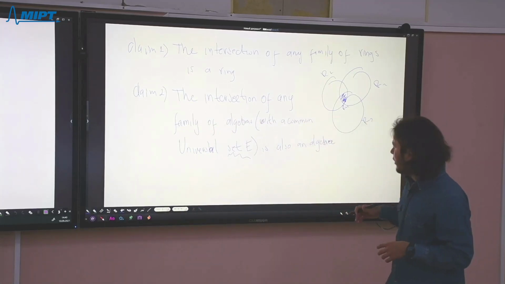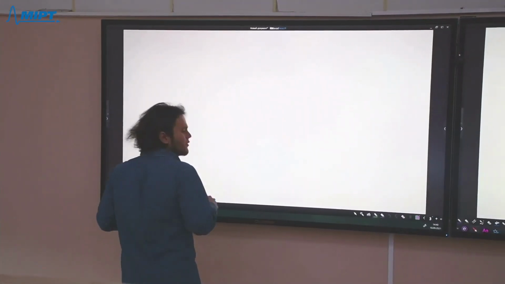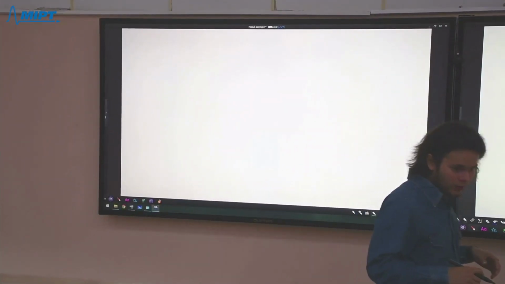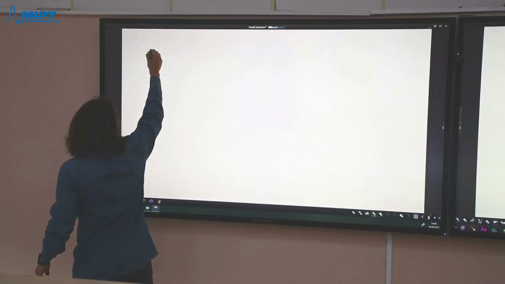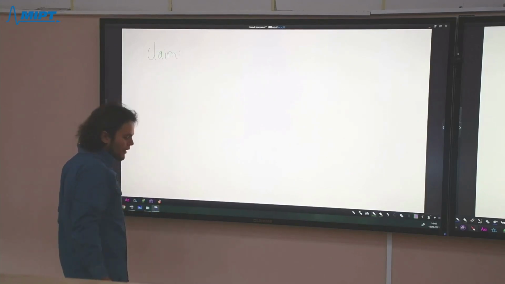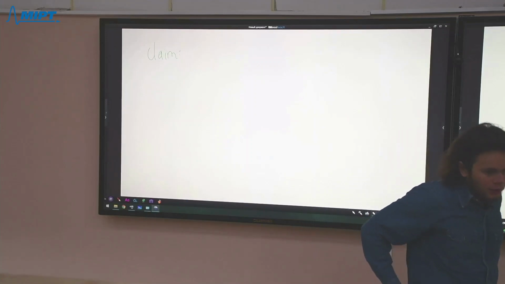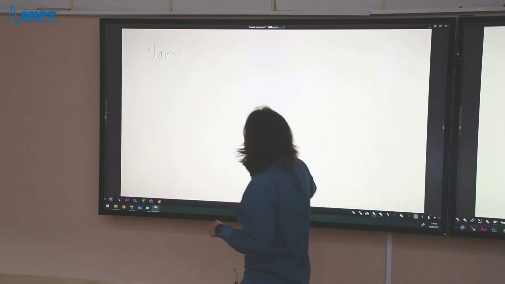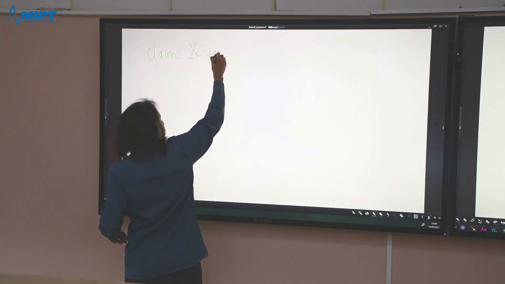Okay, and now we can, so this is the first theorem, lemma, how do we call it? Either claim. So this is a claim as well. Okay, so we have that for any family of sets. So let X capital be a family of sets.